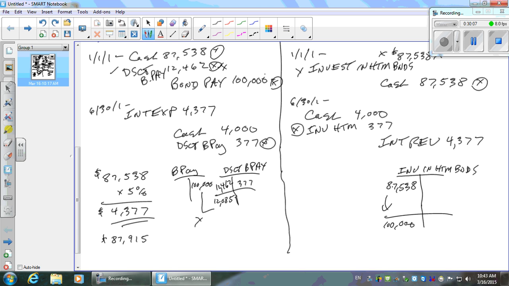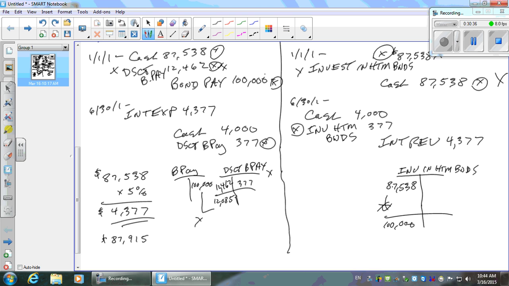Got it? And that looks funny at first. So here on the investment side, the discount is included in investment in held-to-maturity bonds, right? It's going to be 100 at the end. So I just bring it up over time. Over on the borrower side, I actually have a discount account, so I'll amortize the discount away over time. Does that make any sense?